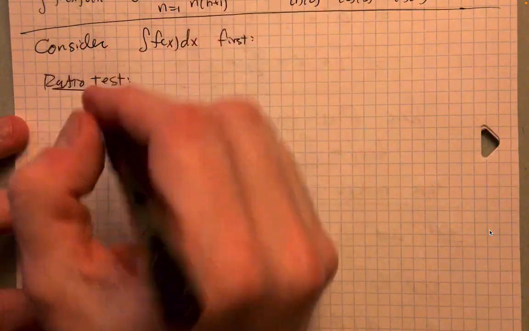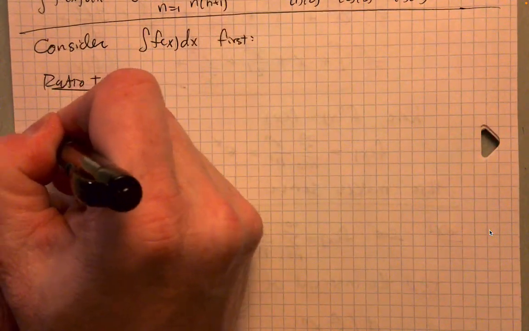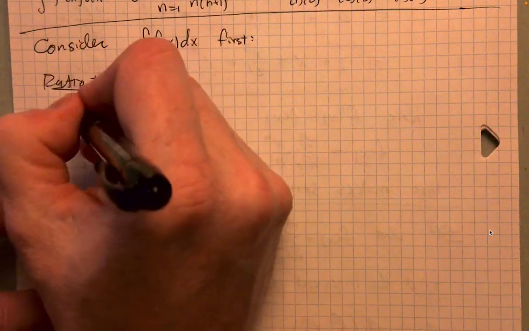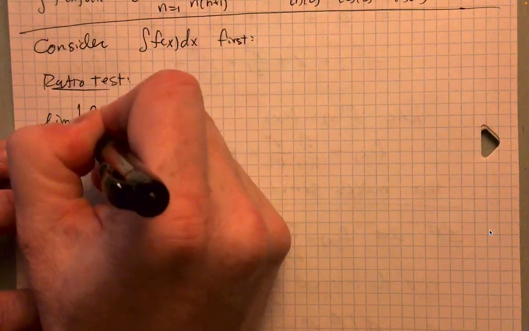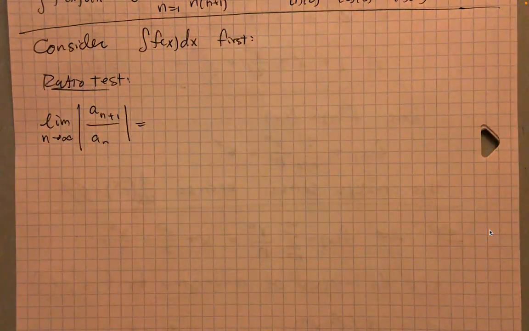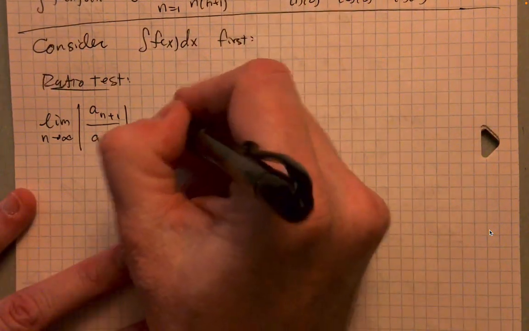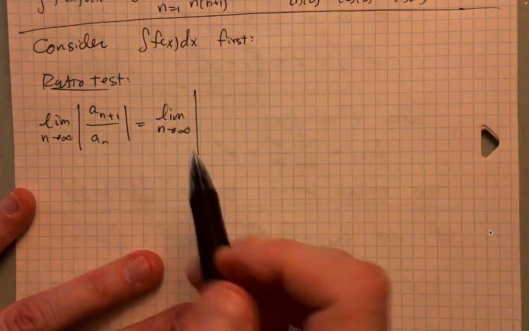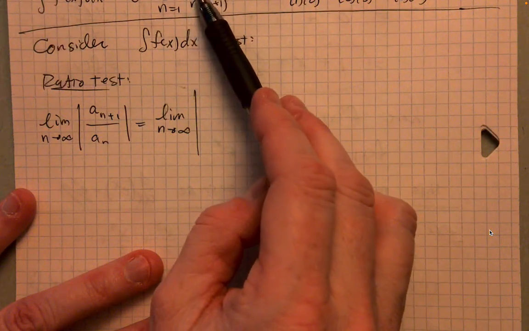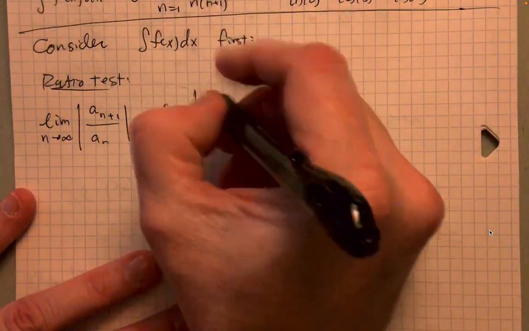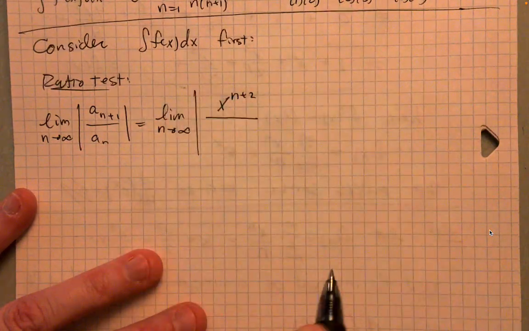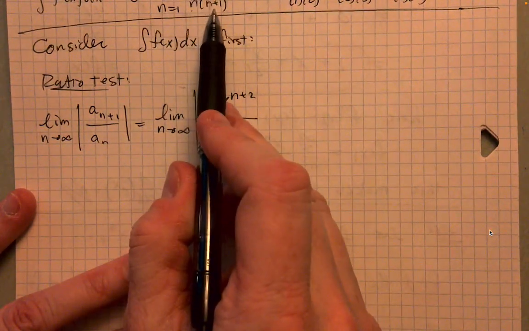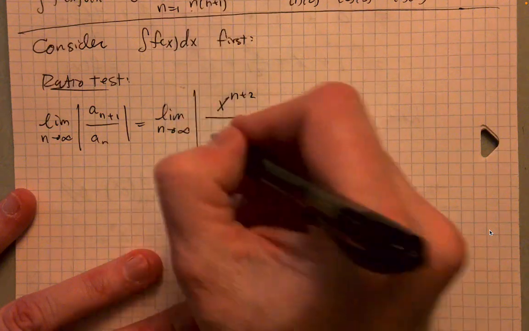And so what we need is the limit as n goes to infinity of a sub n plus 1 over a sub n. Okay, and what we want to know is for what values of x is this less than 1. Okay, and so let's substitute in the actual term. So I'm going to put the n plus 1 term first. And so this is going to be x to the n plus 1 plus 1. So it'll be x to the n plus 2 divided by, now instead of n times n plus 1, it's going to be n plus 1 times n plus 2.